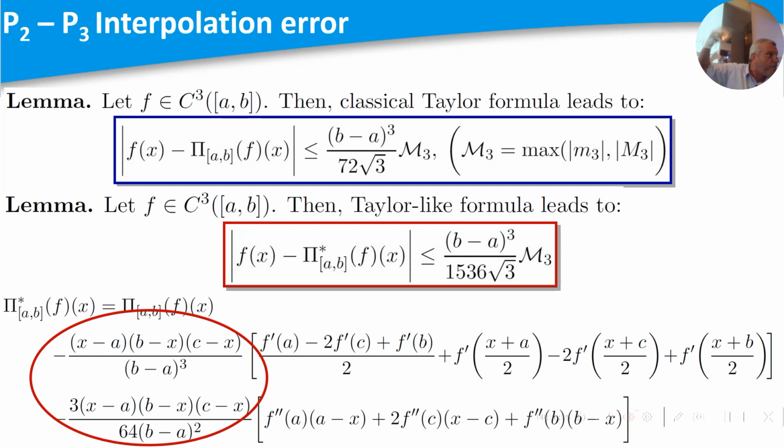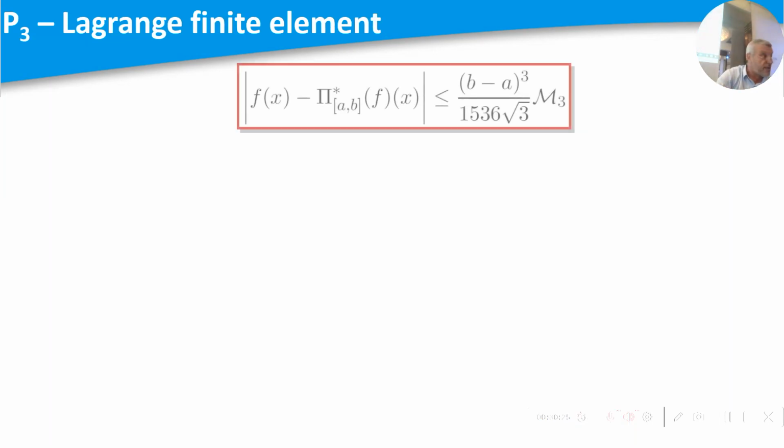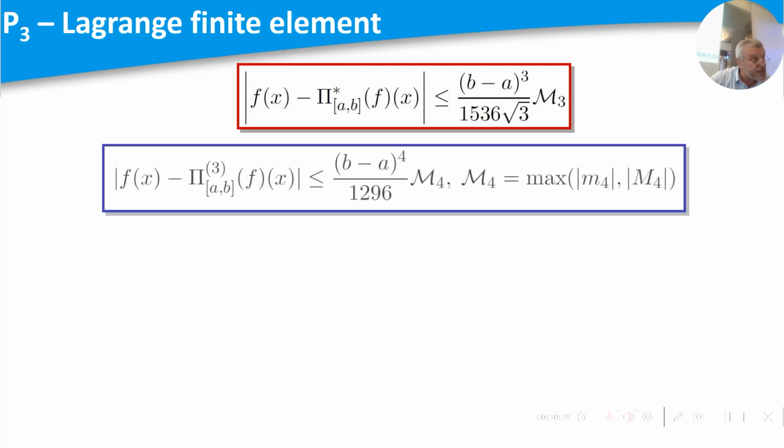If I would like to compare with the classical result of Lagrange, I have to take the polynomial of Lagrange, which is not pi, but pi 3, with a degree less than or equal to 3, because ours is of degree 3, as you see. And this is the result. This is our result. And with the Lagrange, you have this result.